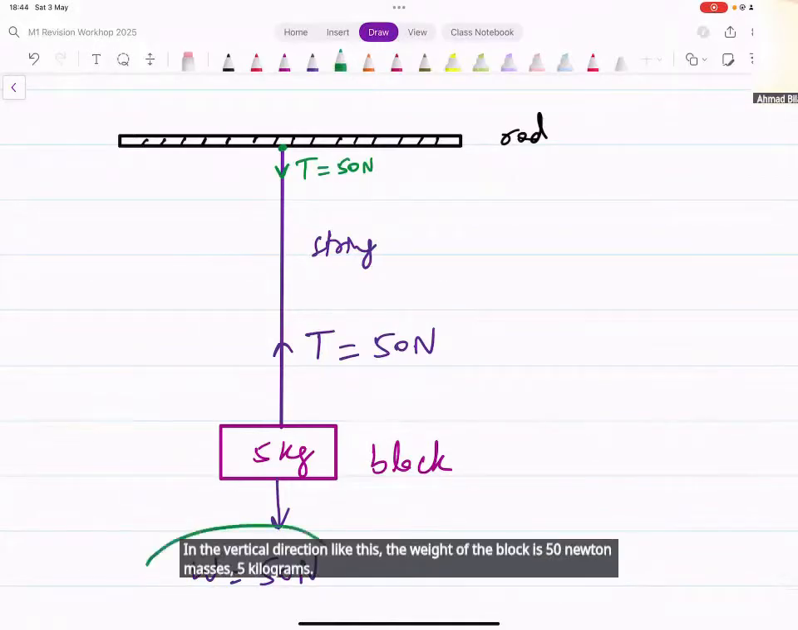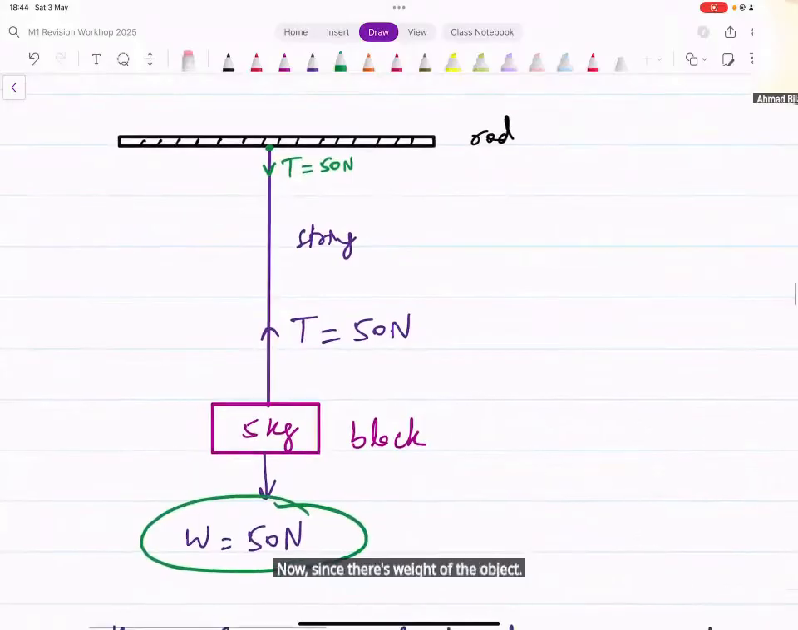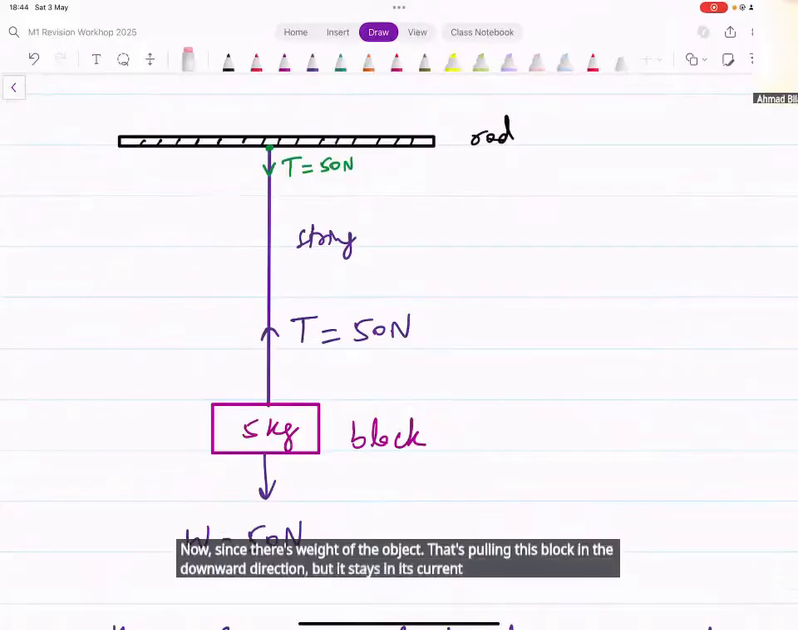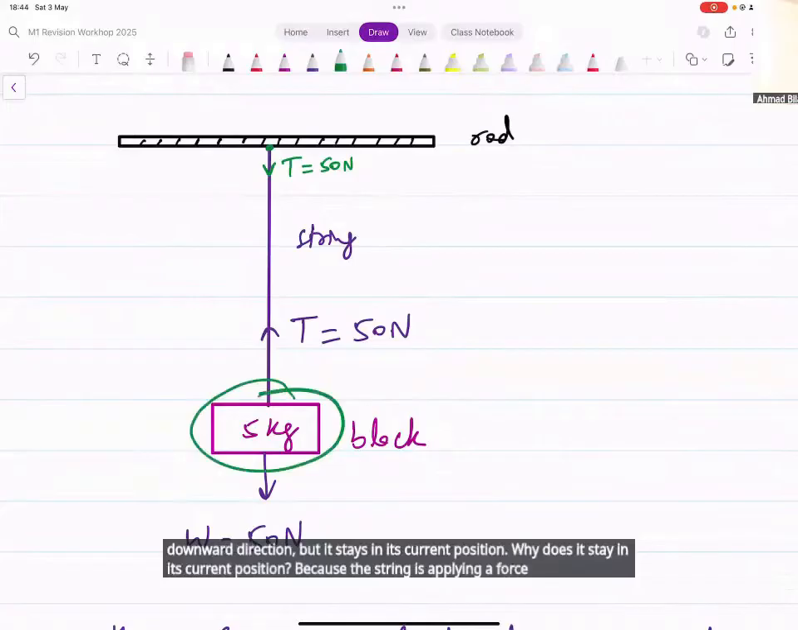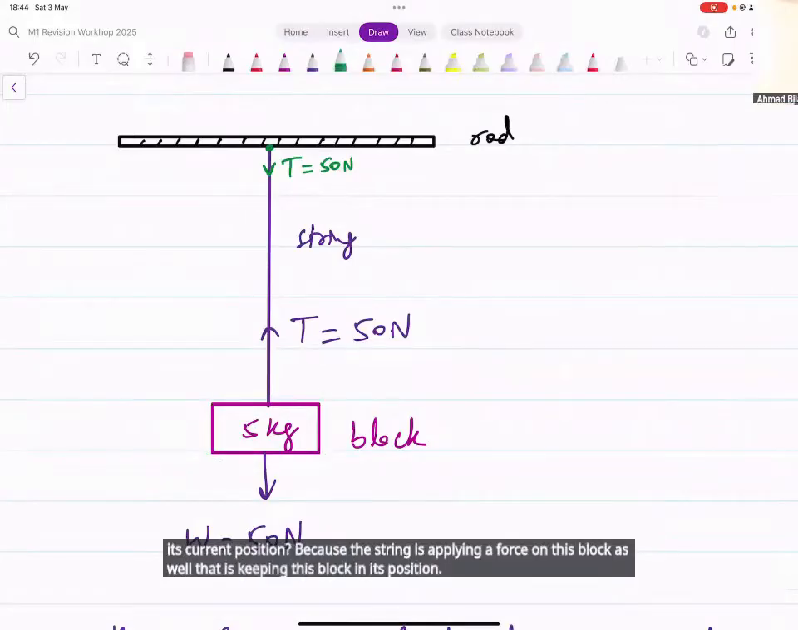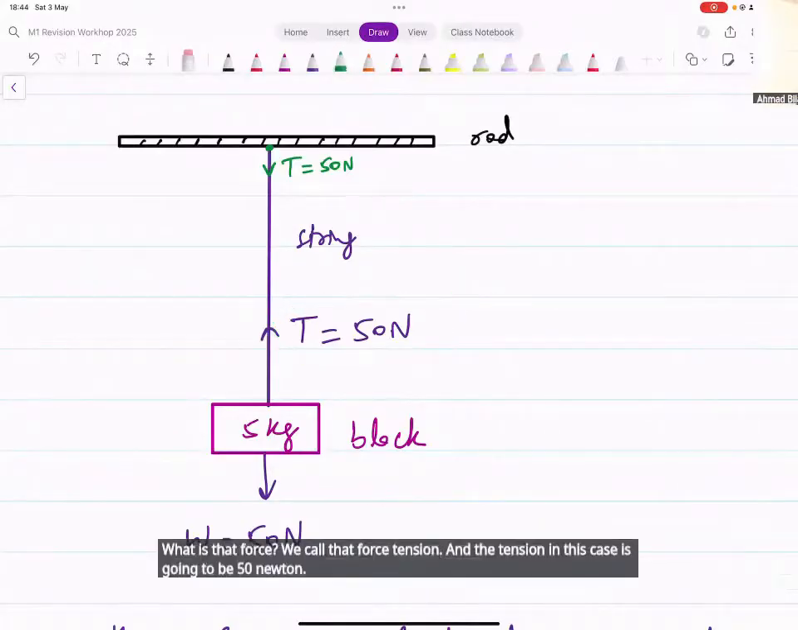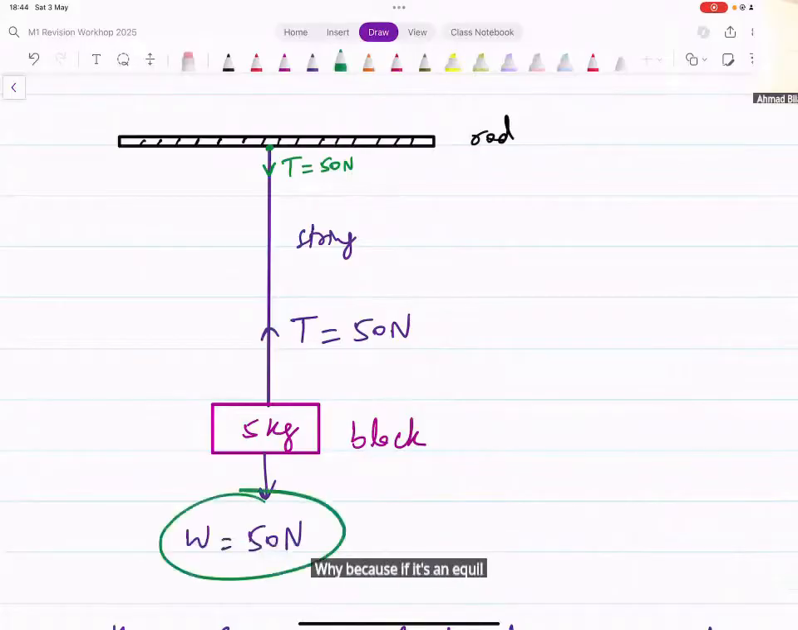Now, since there's weight of the object, that's pulling this block in the downward direction, but it stays in its current position. Why does it stay in its current position? Because the string is applying a force on this block as well that is keeping this block in its position. What is that force? We call that force tension. And the tension in this case is going to be 50 Newton. Why? Because if it's in equilibrium, if weight is 50, to balance that, tension is also going to be 50.